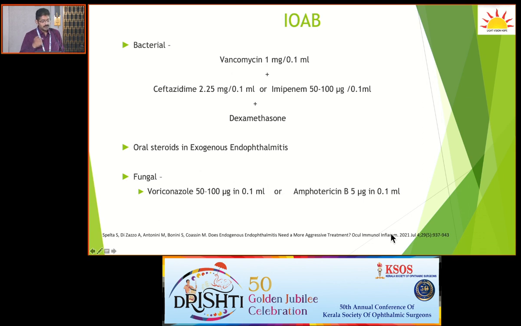In bacterial cases, you have to treat with dexamethasone also, along with the intraocular antibiotics. Also, oral steroid has a huge role in exogenous endophthalmitis. The reason being, the damage that is being done is not just the infection, but also the ongoing inflammation. So you have to take care of that also. So oral steroids, definitely you have to start in a case of bacterial exogenous endophthalmitis. If you're suspecting fungal, you have to treat it with the antifungals that we prefer, which are voriconazole or amphotericin.